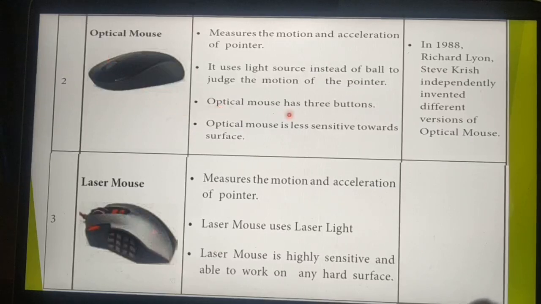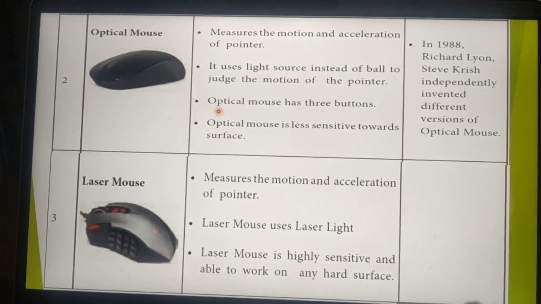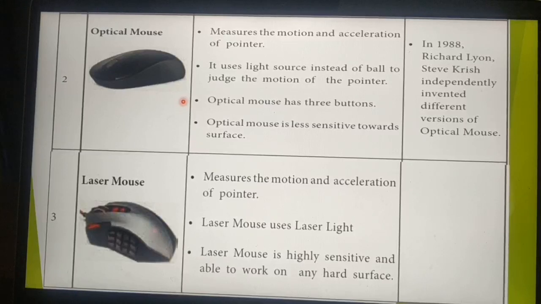So this optical mouse has 3 different buttons. But the main disadvantage of optical mouse is it is less sensitive. Here we must need some smooth surface area to move the mouse. Then only this optical mouse will work. So this optical mouse will not work on a hot surface area.